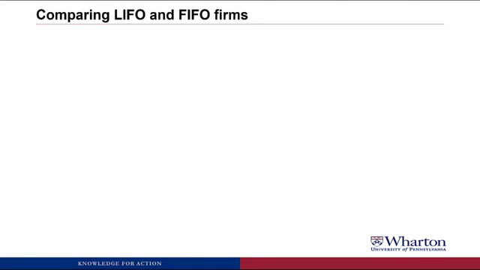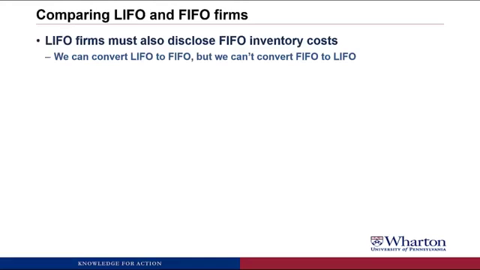To facilitate the comparison of LIFO and FIFO firms, LIFO firms have to disclose what their inventory costs would be under FIFO. That way we can convert all the results of the LIFO firm to a FIFO basis. And that's the only direction we go. We can't convert a FIFO firm to a LIFO firm because if you think about it, it would be a pretty daunting task because a company that's always done FIFO would have to go back and look at its entire history of inventory purchases to redo it under LIFO. But if you're doing it under LIFO, it's fairly easy to transfer those results to FIFO.